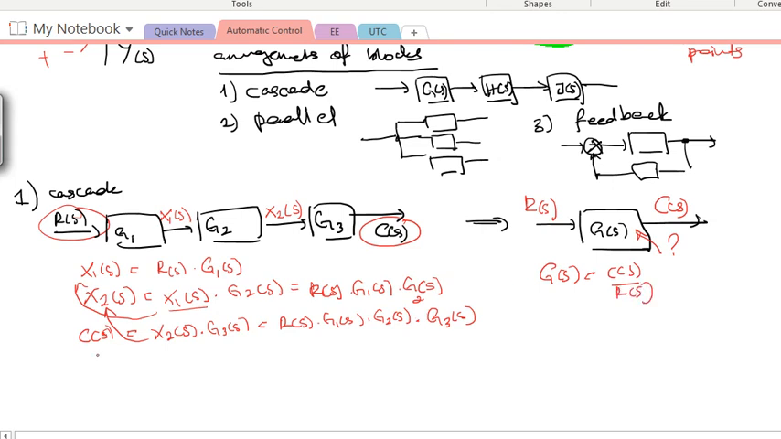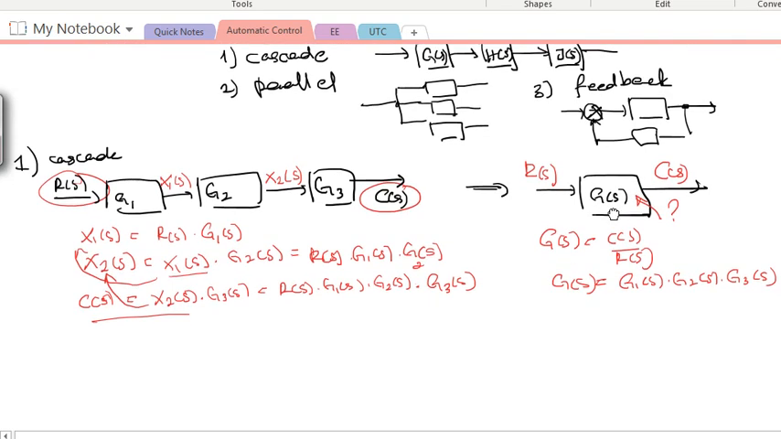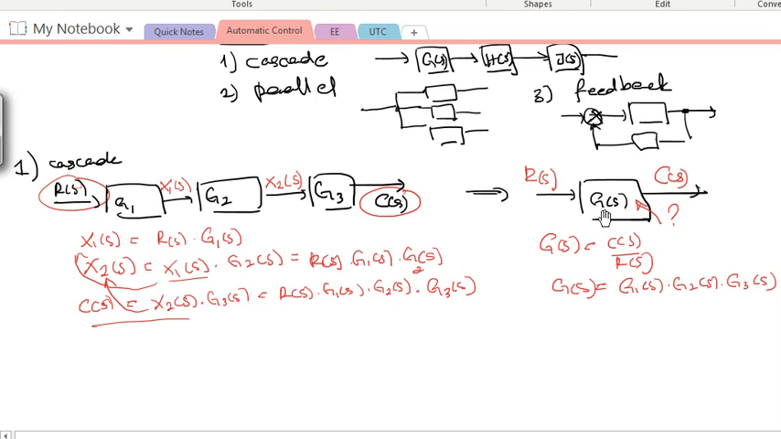And if we apply this into this equation over here, what is CS over RS? CS over RS is basically G1S, G2S, G3S. So you see, if you have a cascading transfer function G1, G2, and G3, it is basically equivalent to one single transfer function, and that transfer function equals to what? That transfer function equals the value of G1 multiplied by G2 multiplied by G3. It is as simple as that.